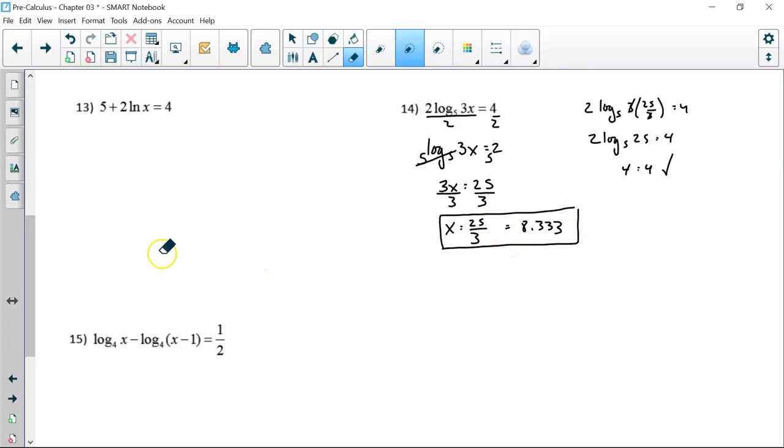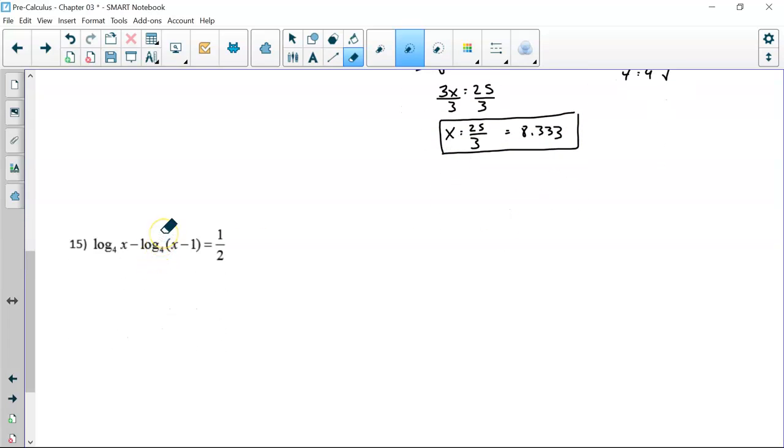Looking at problem number 15, this is where they start to increase in difficulty. I can't isolate one of my logs. That 1/2 there at the end is really going to mess me up. So what I have to do is use my properties of logs. I'm going to condense this left-hand side. Because it's subtraction, it's the quotient property. So we have log base 4 of x over the quantity x minus 1 equals 1/2.